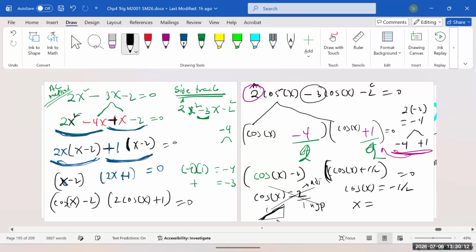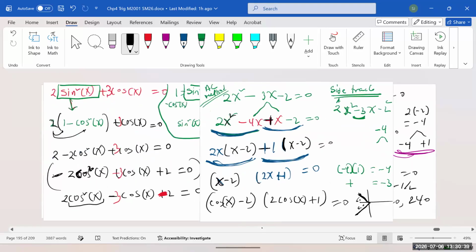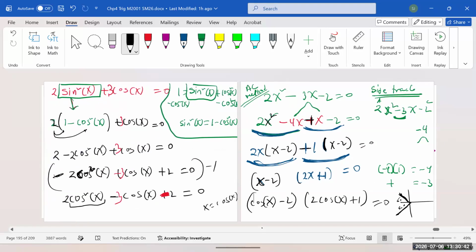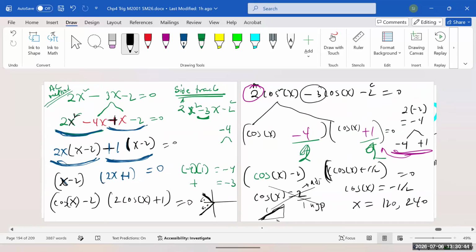Which angle has adjacent 1? So we have 60 degrees on the second quadrant and 60 degrees on the third quadrant. So which two angles do we have? 120 and 180 plus 60, 240. And then convert them into radian mode. Does it work? Let's see. Oh, we don't have the solution. But it should work. Okay. Same as it is.